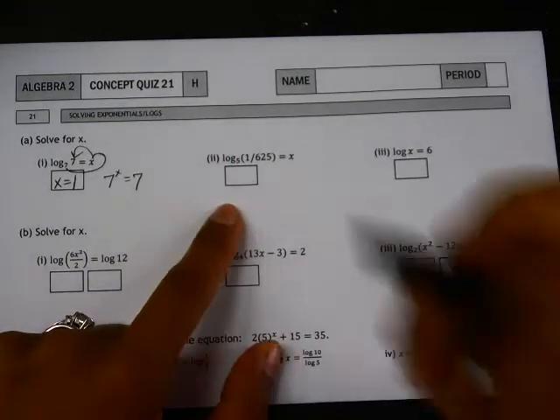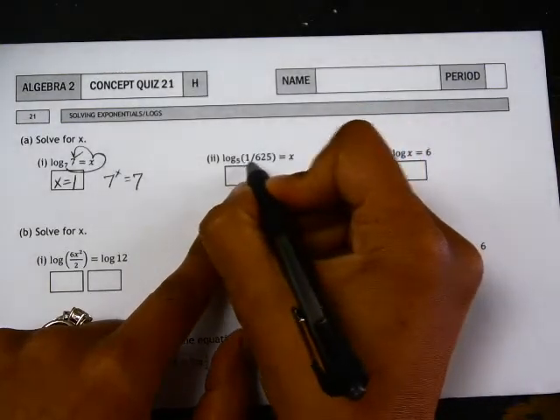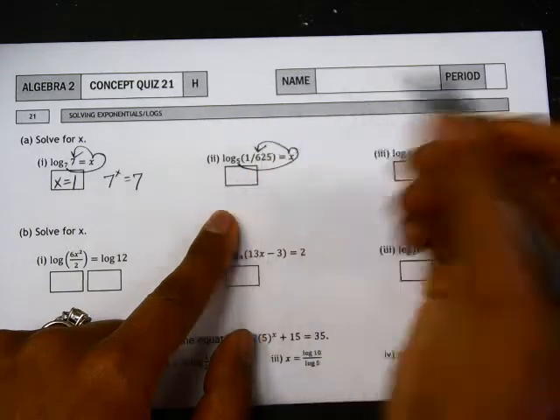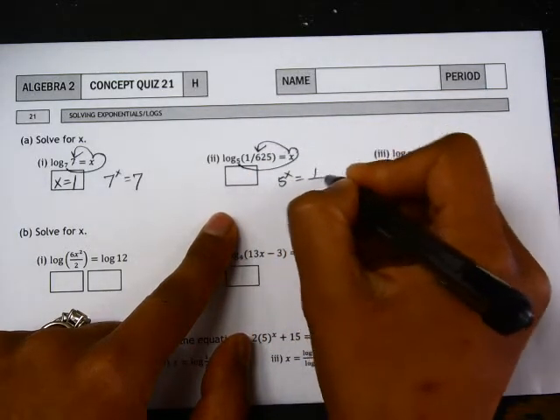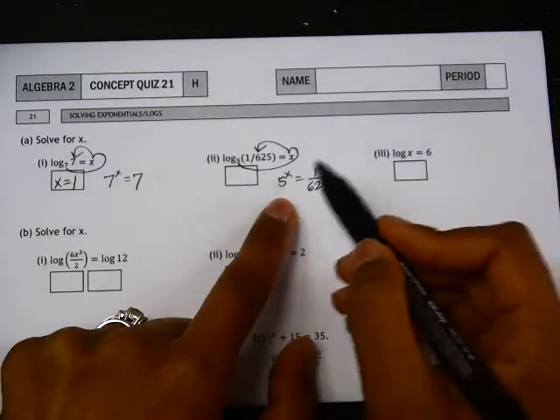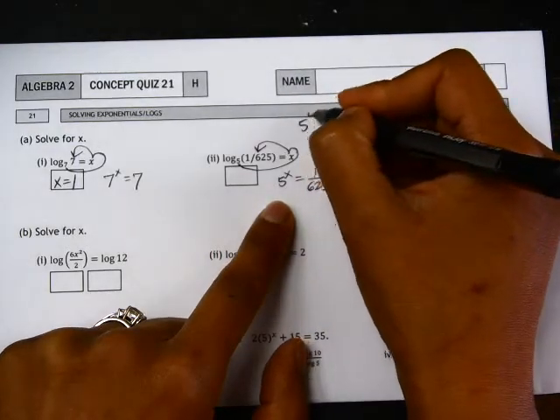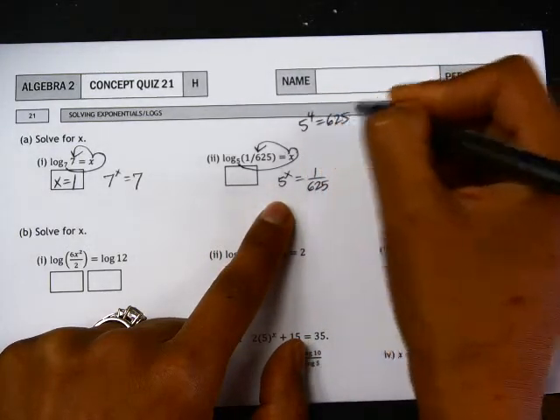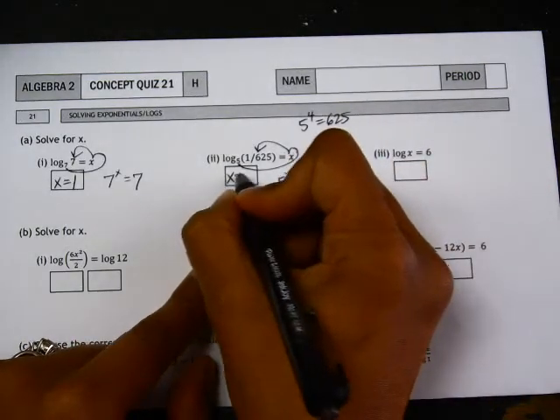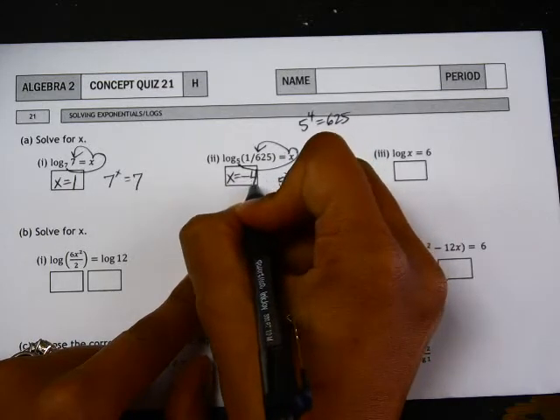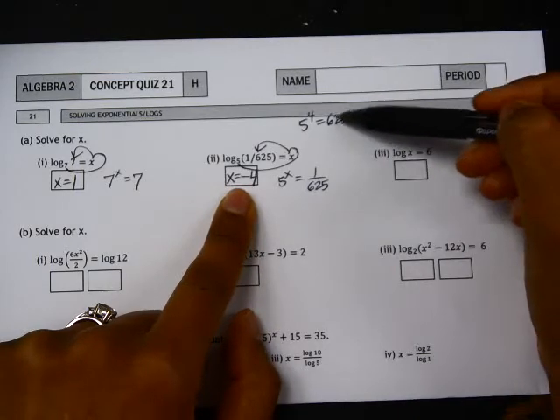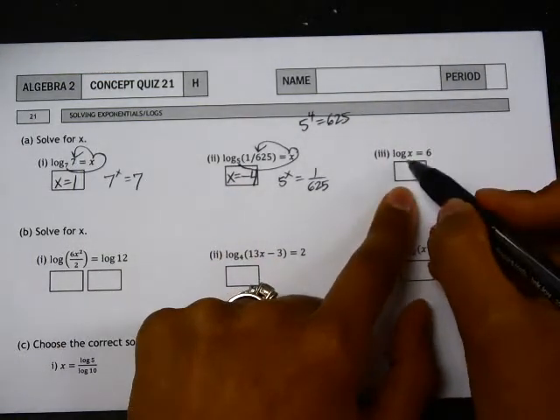On number 2, log base 5 of 1 over 625 means that 5 to the power of x must equal 1 over 625. So we know that 5 to the 4th power would be equal to 625, but since we want it to be 1 over 625, x would be equal to negative 4, because the negative exponent makes it 1 over the answer we got here.